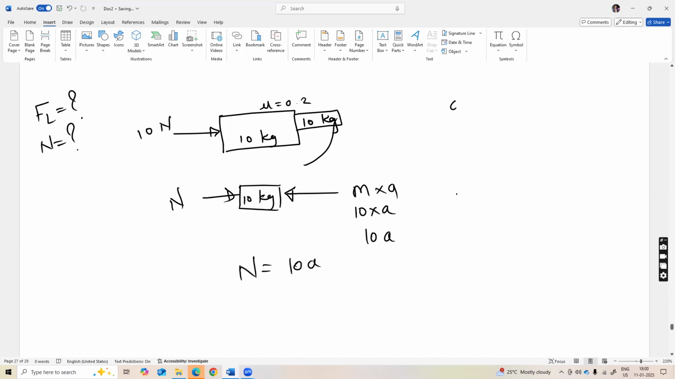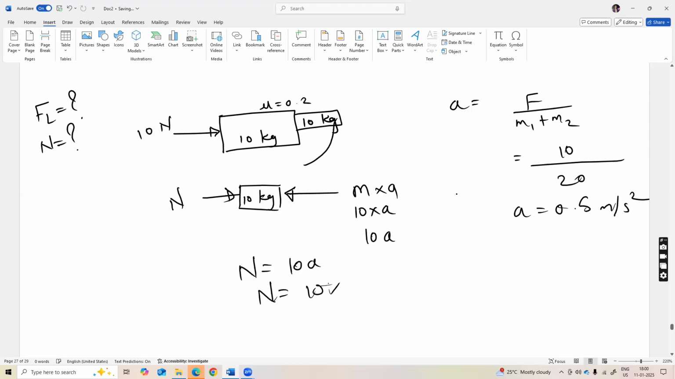And we can find the acceleration using force upon m1 plus m2. Force is given as 10 Newton, and m1 and m2 are both 10 kg, so 10 plus 10 is 20. So the acceleration will be 0.5 meter per second square. The normal reaction will be 10 into 0.5, that is equal to 5 Newton. And the limiting frictional force Fl is mu N, so it will be 0.2 into 5, equal to 1 Newton.